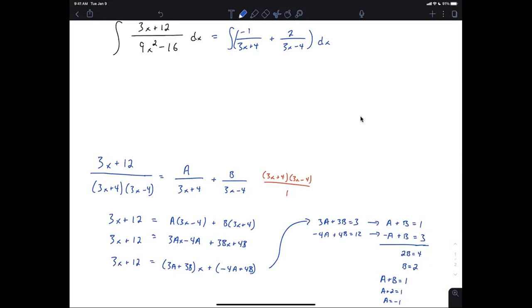So now we're going to split this into negative 1 integral 1 over 3x plus 4 dx plus 2 integral 1 over 3x minus 4 dx.